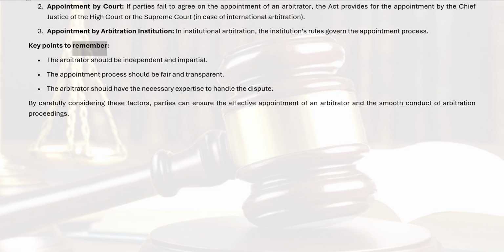Key points to remember. The arbitrator should be independent and impartial. The appointment process should be fair and transparent. The arbitrator should have the necessary expertise to handle the dispute. By carefully considering these factors, parties can ensure the effective appointment of an arbitrator and the smooth conduct of arbitration proceedings.